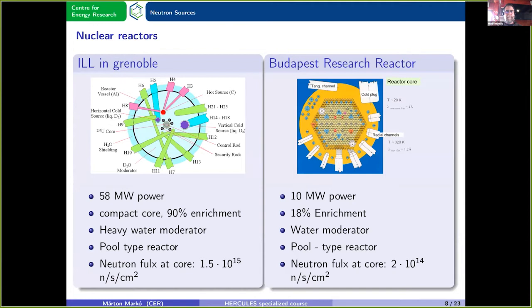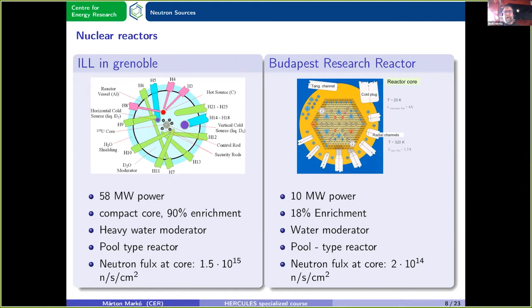The biggest reactor-based neutron source is the ILL in Grenoble in France. It has a very compact source, and around it there is a D2O tank, and it uses very high enrichment uranium. The neutron flux at the core is 1.5 times 10 to the 15, while our reactor is the Budapest research reactor.